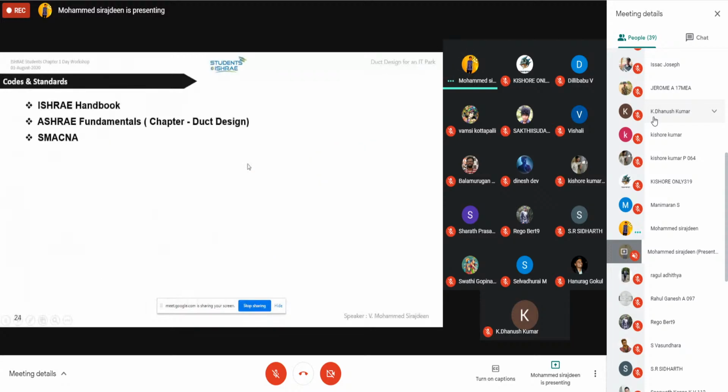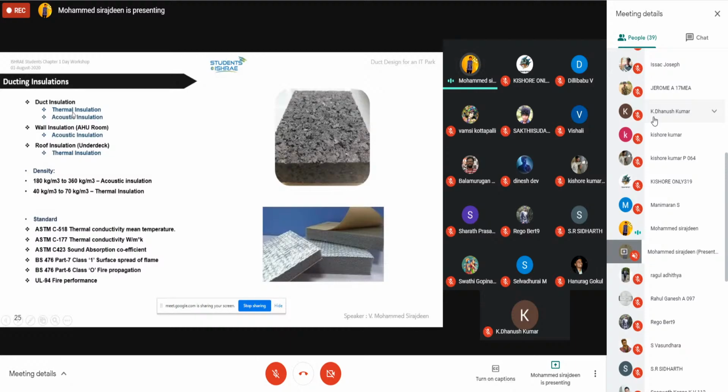Then codes and standards available in the market are the ASHRAE handbook, of course, and ASHRAE fundamentals. There are yearly fundamentals updates, in 2005, 2009, 2017, 2015. Even in ASHRAE we have an updated version of 2017. The earlier version of 2014 we have, the 1999 version we have. So based on that criteria, we have designed duct systems. Also SMACNA standards are available.